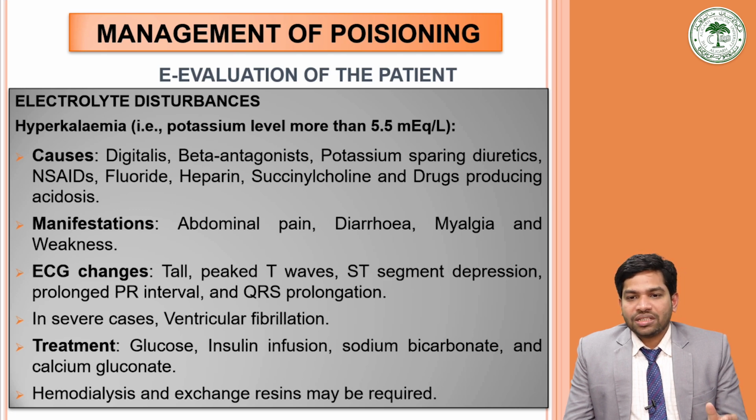That includes hyperkalemia, so potassium level more than 5.5 milliequivalent per liter. The causes include digitalis, beta antagonists, potassium sparing diuretics, NSAIDs, chloride, heparin, succinylcholine, and drugs producing acidosis. The manifestations presented are abdominal pain, diarrhea, myalgia, and weakness. ECG changes will show tall peaked T wave, ST segment depression, prolonged PR interval, and QRS prolongation. In severe cases, there may be ventricular fibrillation.